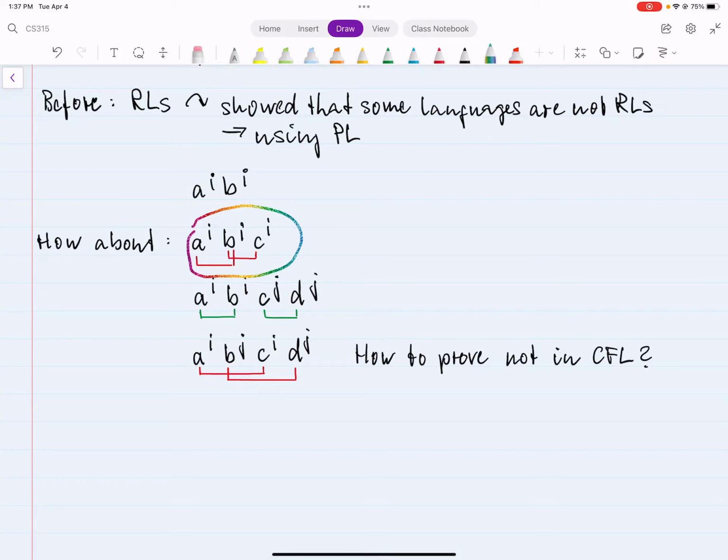So, a different example: a to the i, b to the i, c to the j, d to the j. Here you can convince yourself that this works quite well. Why is that? Because the i and the j can be looked at independently. So you can match the a's against the b's, and then you can match the c's against the d's, and you're good.